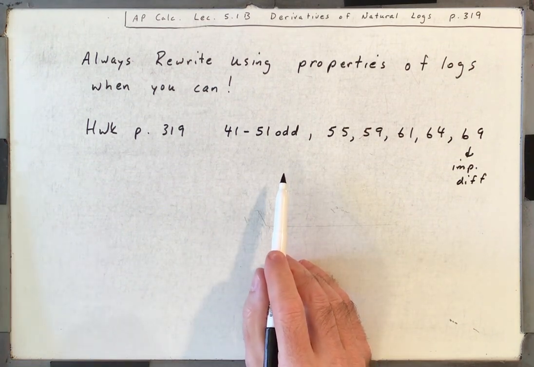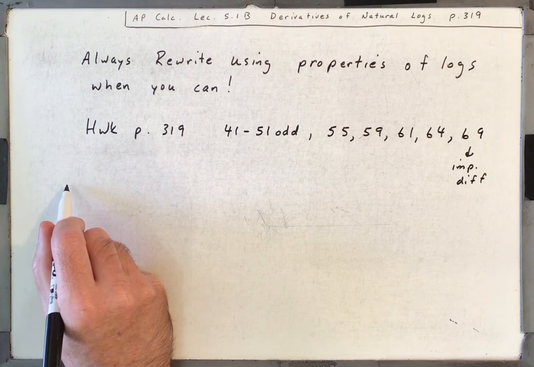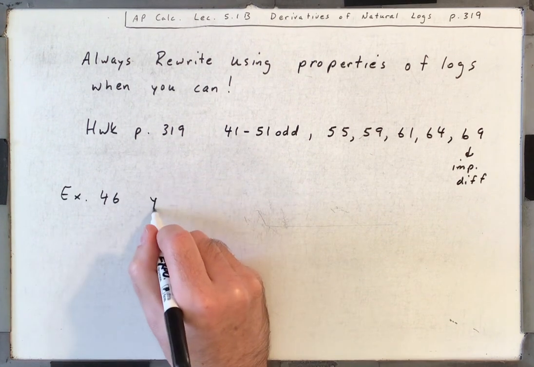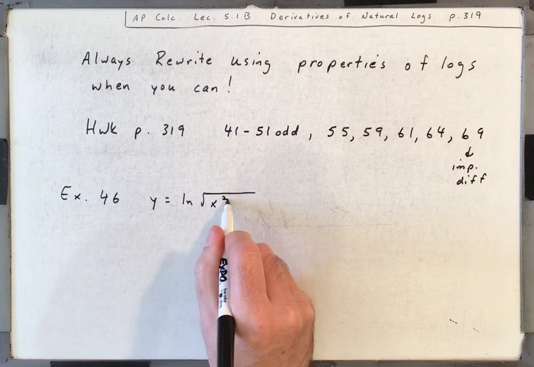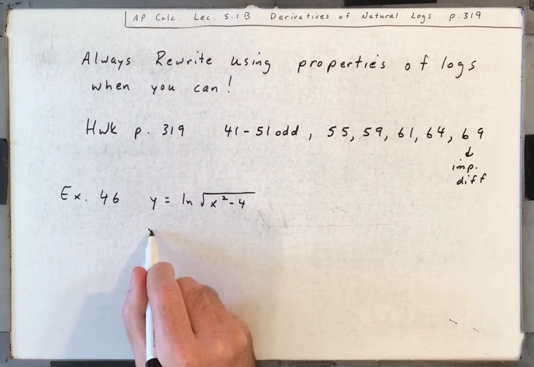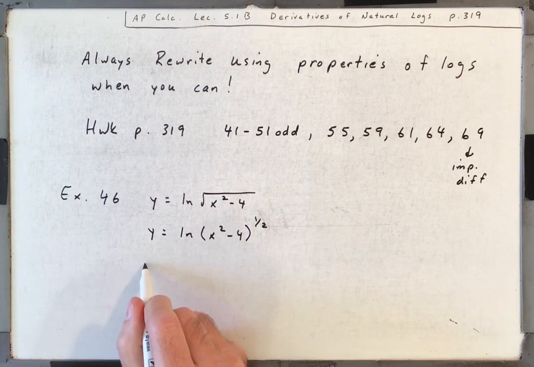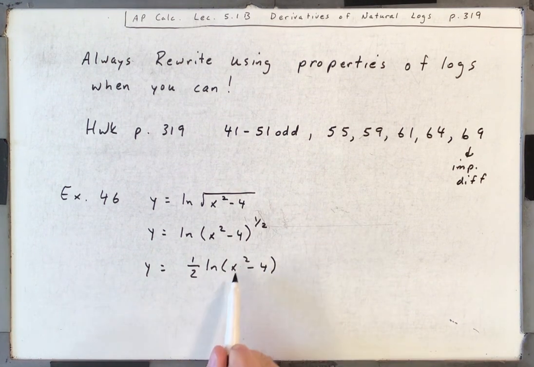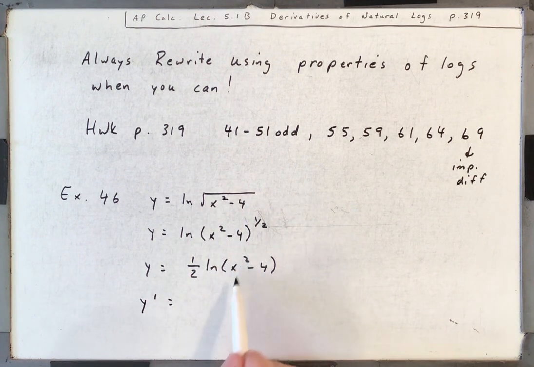All right, for example, let me do another example here that I didn't do. Let's look at example 46. All right, so we have y is equal to the natural log of the square root of x squared minus 4. You want to write this as the natural log of x squared minus 4 to the 1/2 power, and then y is 1/2 times the natural log of x squared minus 4. That's how you want to rewrite it. And now take the derivative of it. Okay? Much, much easier than fooling with trying to take the derivative of it without using properties of logs.